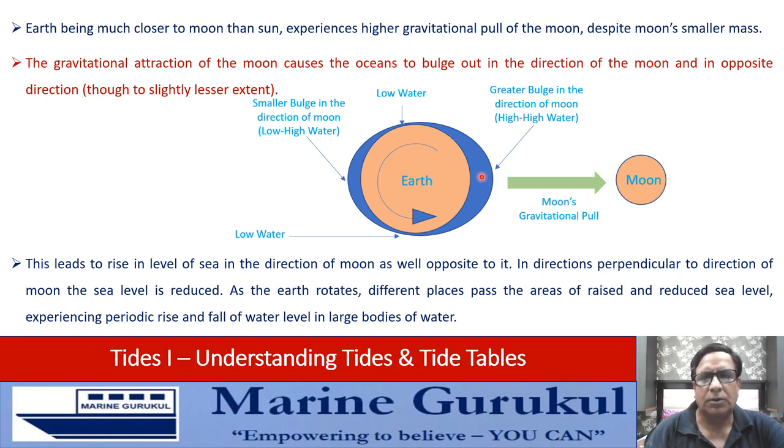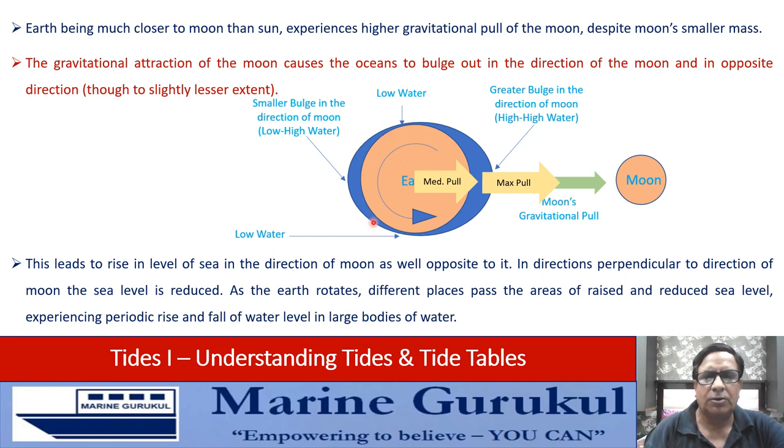Now, this water being closer to the Moon will experience maximum gravitational pull. Some slightly lesser extent than this would be experienced by Earth, because the center of the Earth is at a slightly greater distance. So that means this water will be pulled more towards the Moon compared to what Earth is being pulled, and hence this bulging gets justified.